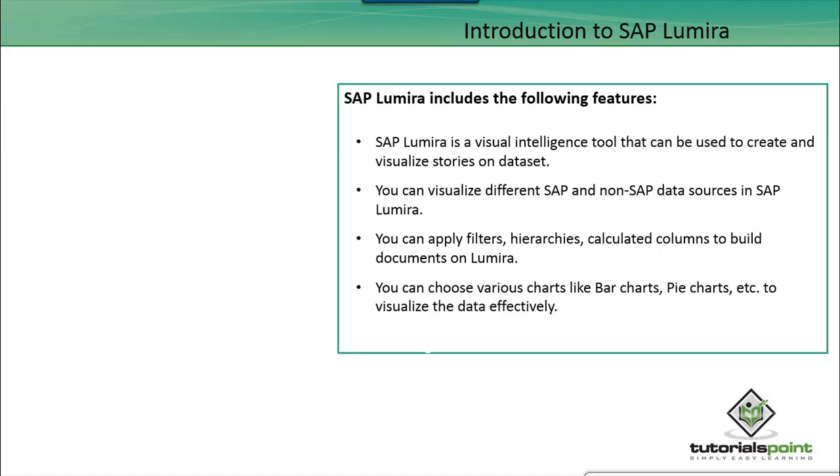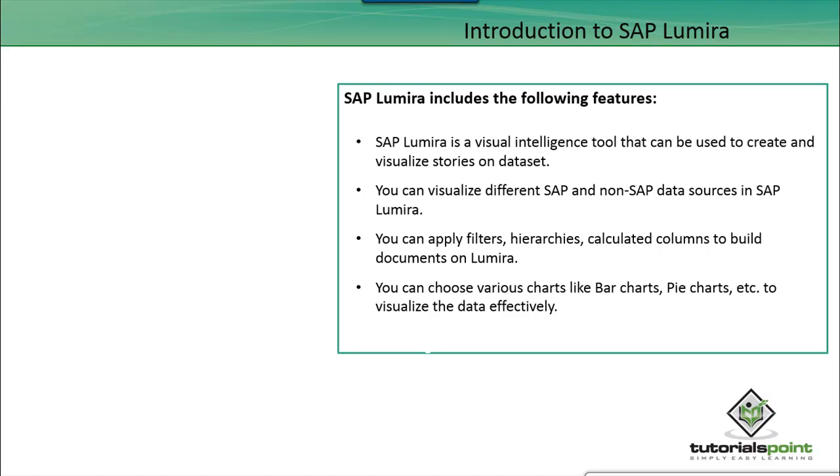We can use SAP as well as non-SAP data sources in SAP Lumira. And then you can apply filters, and do analysis using hierarchies and calculated columns to build your documents in the Lumira tool. We have the options of creating different chart types like bar charts and pie charts to visualize our data effectively. There are general terms which we use in SAP Lumira, which are measure values, attributes, hierarchies, custom calculations, which we will see when we start working on the SAP Lumira data set.